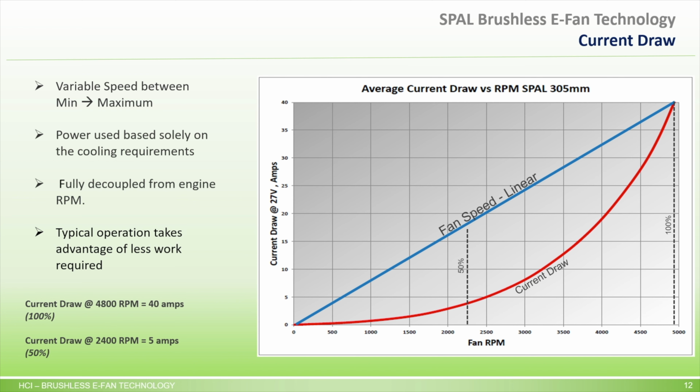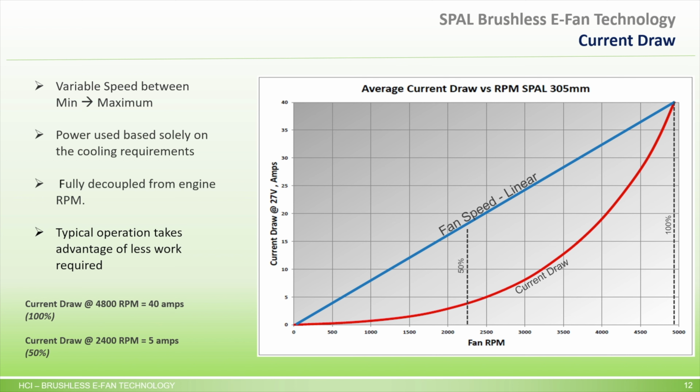To recap, some of the key features of brushless fans are: they are variable speed, the power used is based solely on the cooling requirements or demand, the fans are completely decoupled from the engine RPM and take advantage of less work required. But my main point of this slide is to help you understand the current draw of a typical SPAL brushless fan. The graph on the right shows the fan speed as a linear function from minimum to maximum. As you can see, the current draw is not linear.